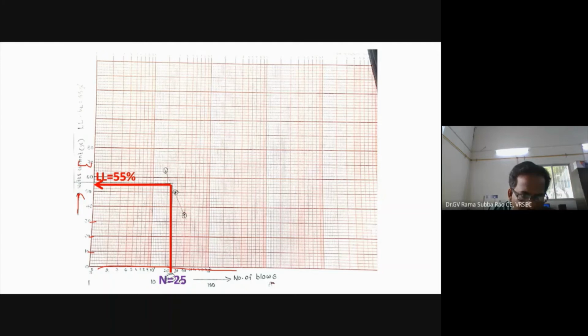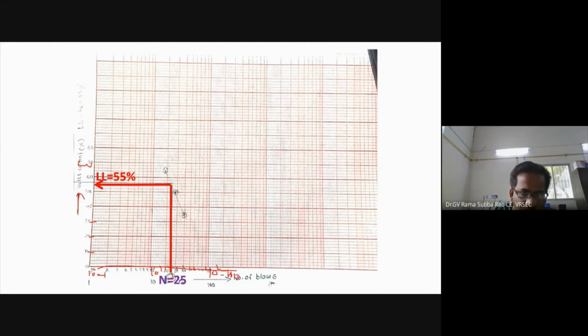Here you see I have 10 power 0, 10 power 1, and we have 10 squared. This is enough for me because my number of blows are between 0 and 150. Here I have 10 power 0, which is equal to 1. Now 10 power 1, then 20, 30, 40, 50, 60. It is enough for me. So it goes to 90, and now it reaches 100.